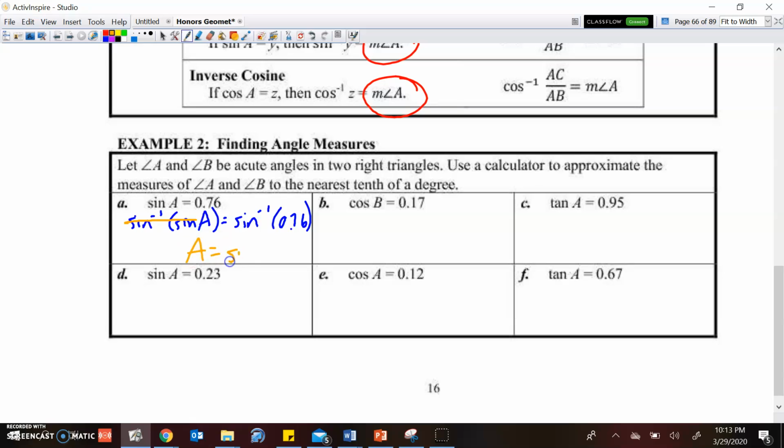So in my calculator, I put sine inverse of 0.76. So try that with me, please. Sine inverse of 0.76.